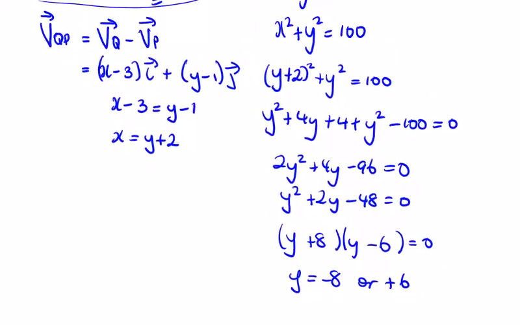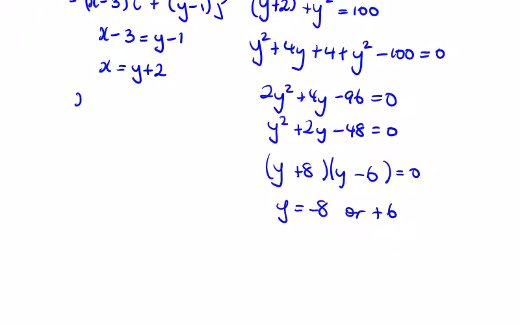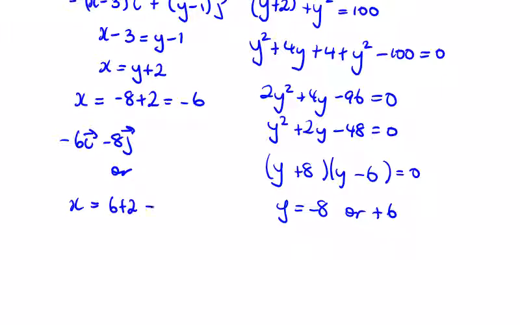So two solutions for y will give two solutions for x, and maybe one of them is wrong. Let's have a look. x is equal to y plus 2, so x is equal to minus 8 plus 2, which is minus 6. So we have minus 6i minus 8j, or x is equal to 6 plus 2, which is equal to 8, so 8i plus 6j. So can both of these be correct, or is only one of them correct?